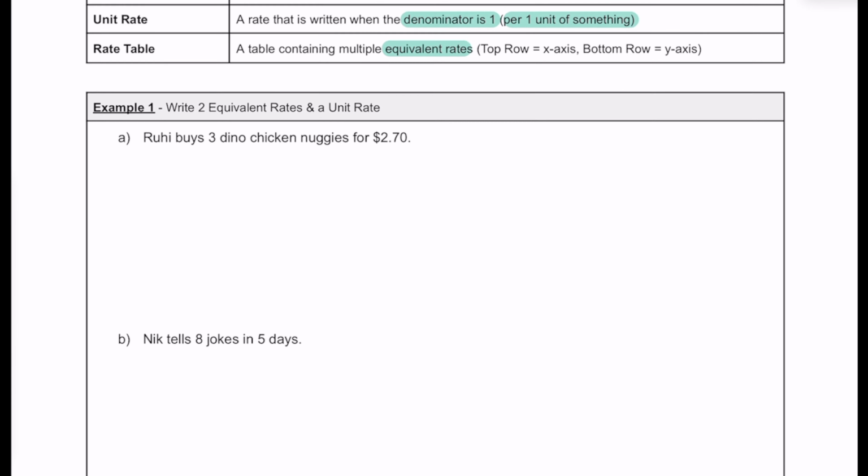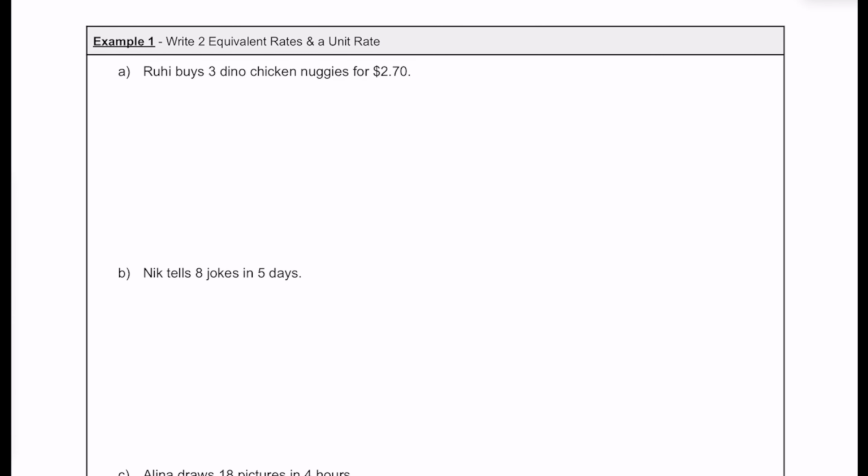All right, so starting off with some examples here, let's talk about how to write equivalent rates as well as a unit rate. So here in example A, we see that Ruhi buys 3 Dino chicken nuggies for $2.70. So clearly we have two different types of units, right? We have these Dino chicken nuggies and then we have money. So those are two different types of units. So this is not a ratio. This would be a rate instead because we're comparing two different types of units.